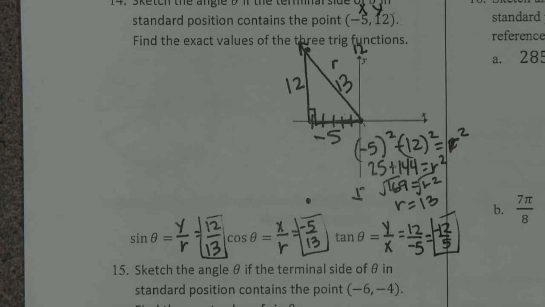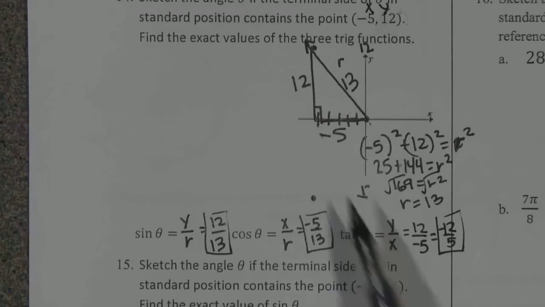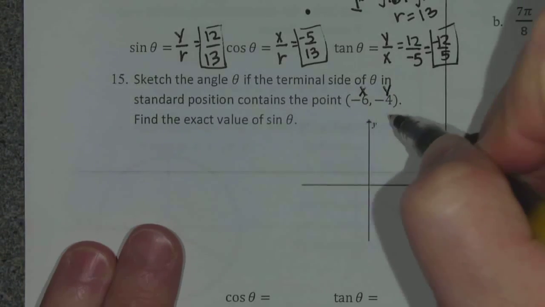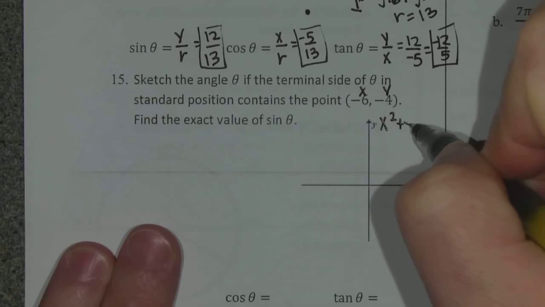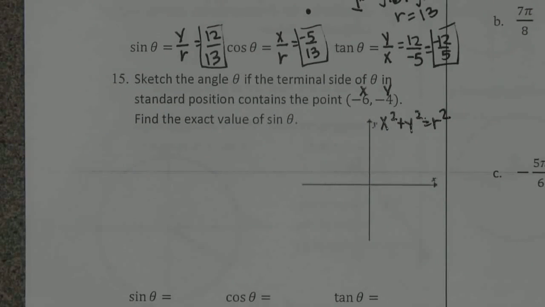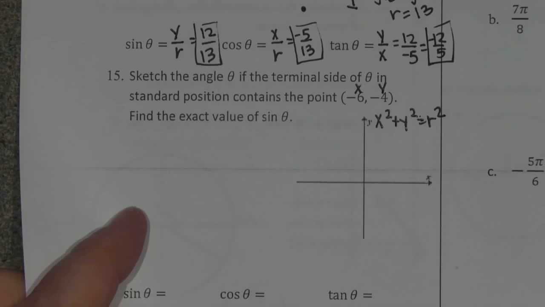So then, you guys, just a reminder that you can totally draw your triangle that way and see it visually. But if you wanted to, you could just call this x, call this y, and start solving with x squared plus y squared equals r squared, and go from there and go straight to your formulas. So that's how that number 15 is going to work, the same way that number 14 did.